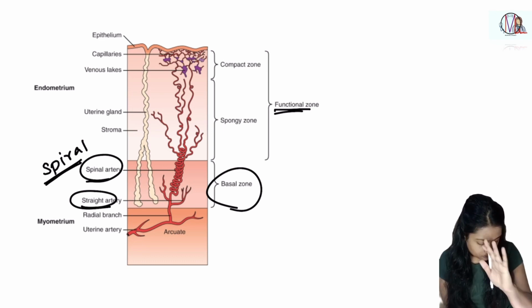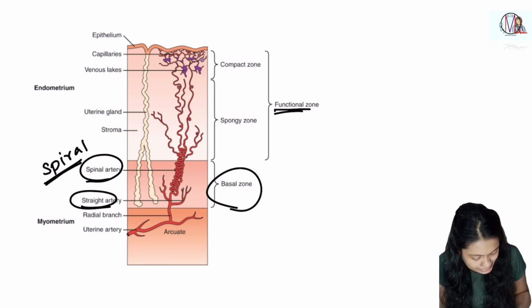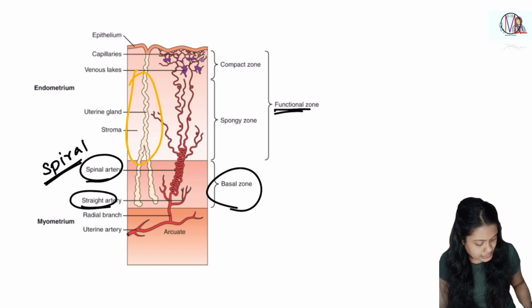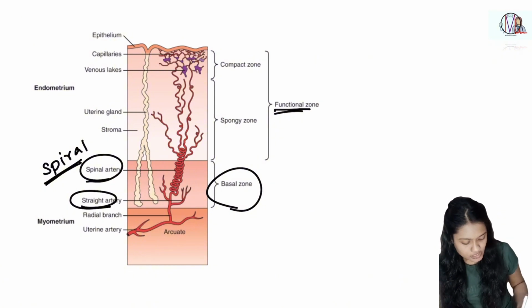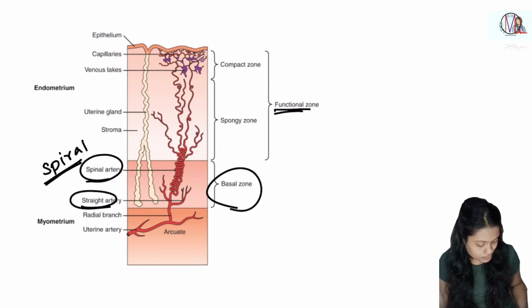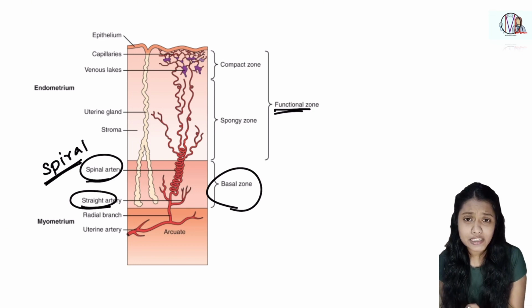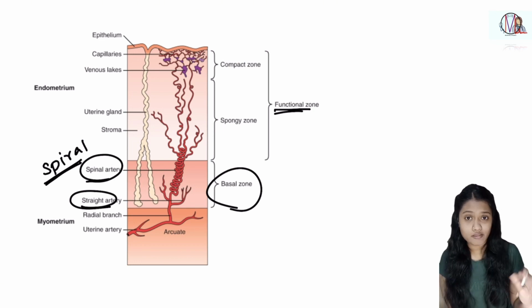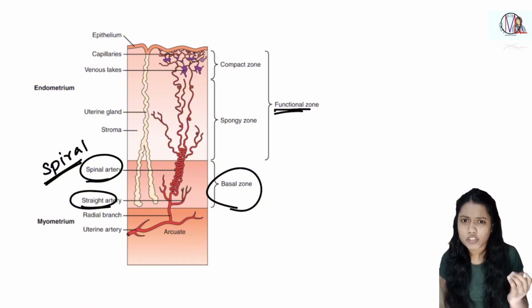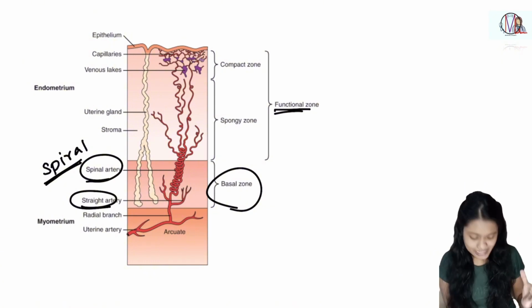wait, before we move towards the progesterone, let's also discuss the glands. Here, these are the uterine glands. So other than the arteries, the endometrium also has these uterine glands. Okay, now let's move towards the progesterone. We know that during the luteal phase there is a progesterone increase, but if there is no fertilization, there will be no progesterone, so progesterone levels start decreasing.